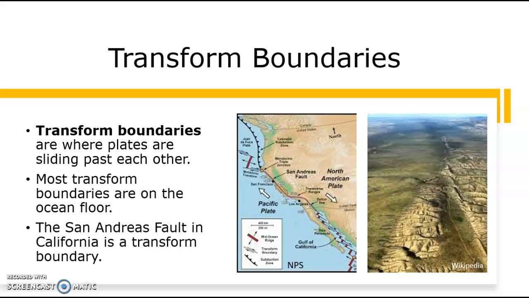So the last kind of boundary is a transform boundary, and these are where plates are sliding past each other. And you'll find a lot of them on the ocean floor, but you do find some on land as well. And the San Andreas Fault in California is a transform boundary, and it's a great example of one. So if you see in this picture here, it starts in the Gulf of California and it moves up through California, Los Angeles, San Francisco. And as these plates slide past each other, that's what causes a lot of the earthquakes that we have in California. And then this picture here is an aerial view where you can actually see from above where the transform fault is.